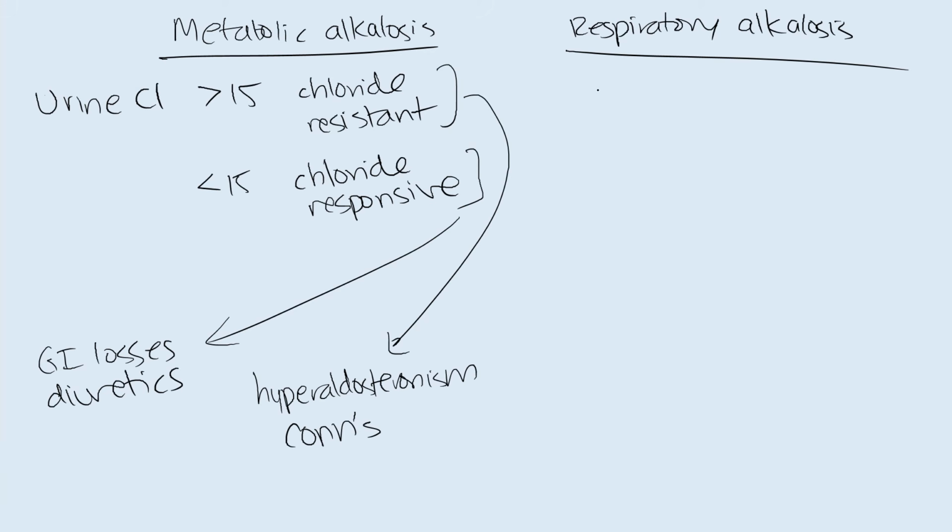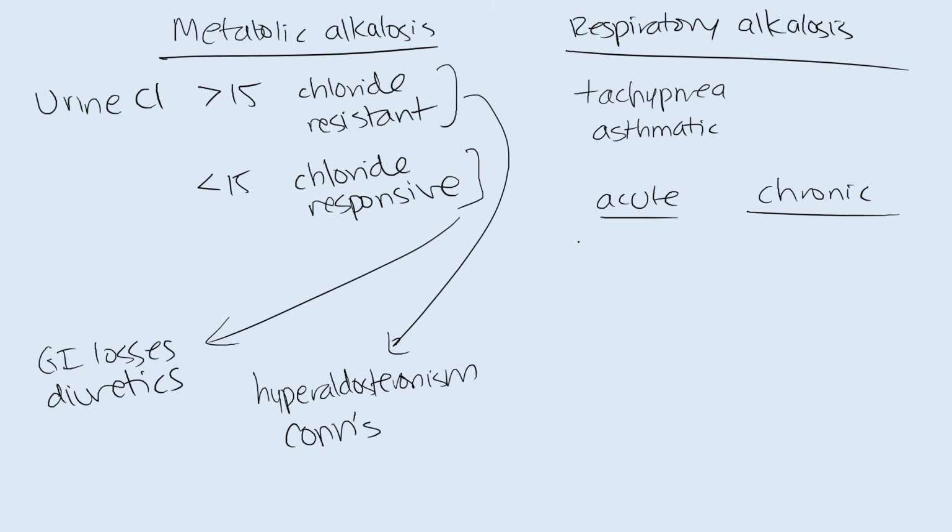For respiratory alkalosis, there's not much to know here. The most common causes are going to be anything that's causing tachypnea. You may see this in asthmatic patients before they start having more of a respiratory acidosis picture. So acute versus chronic respiratory alkalosis. Basically, the way that you can calculate this is HCO3 will decrease by 2 for every 10 decrease in the PCO2. And for chronic, you have a little bit more time. So the bicarb will decrease by 5 for every 10 decrease in the PCO2.